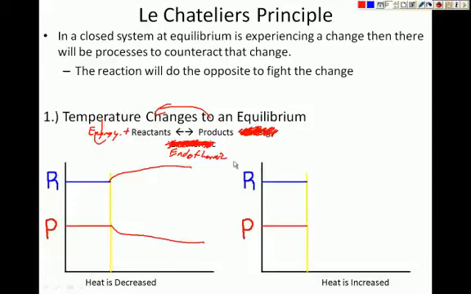Okay, and if energy is increased, then the reaction will go left, shift left, and that means the reactants will go down, the products will go up, okay, until it reaches a new equilibrium.